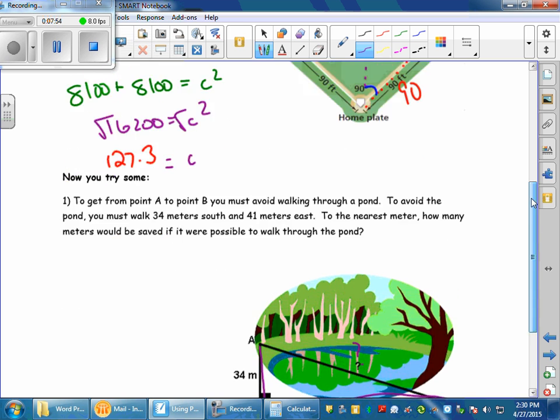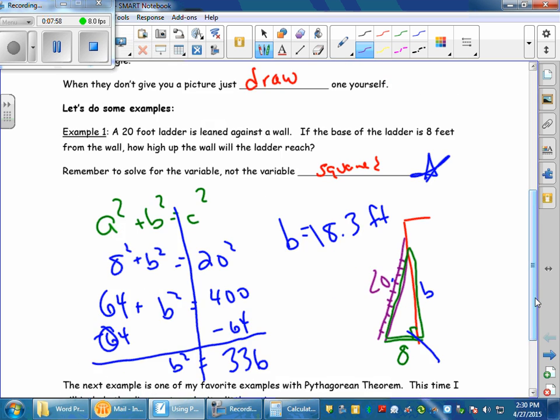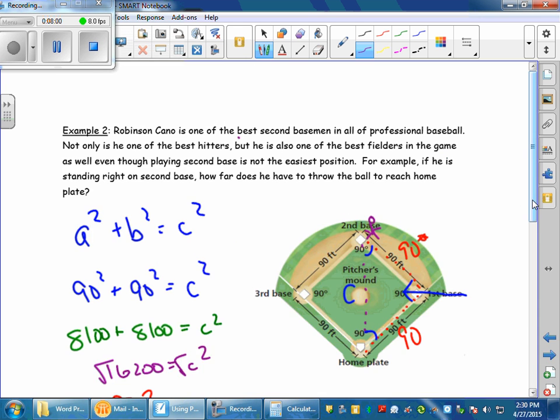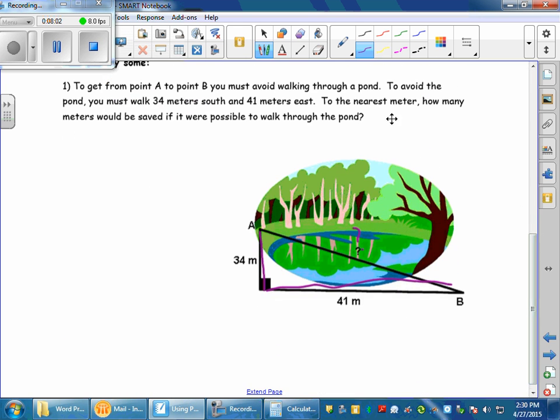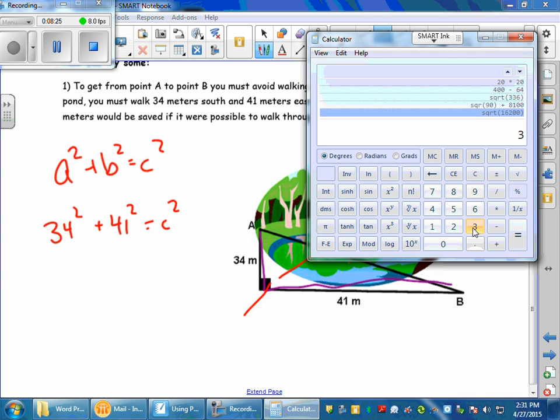Just like for these first two questions, the most important thing is that you figure out, are we trying to find A, B, or C? Well, let's find our 90-degree angle. I see it right here, and it's pointing to the question mark. So the thing that I do not know is C. So when I plug into A squared plus B squared equals C squared, I'm going to go 34 squared plus 41 squared is equal to C squared. And then I'm going to go through all these calculations.